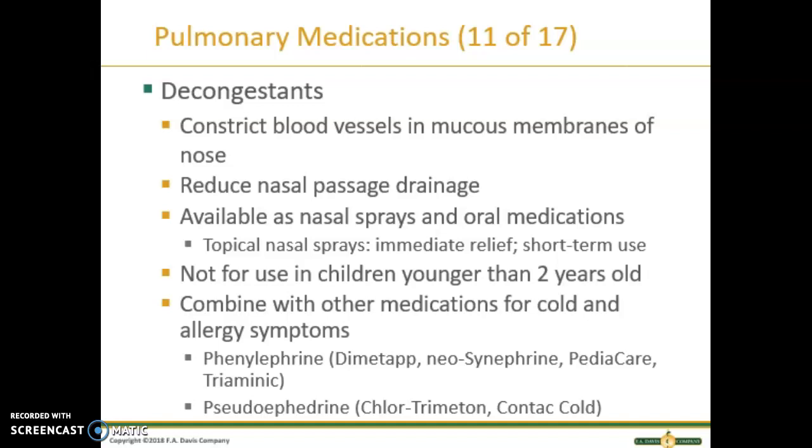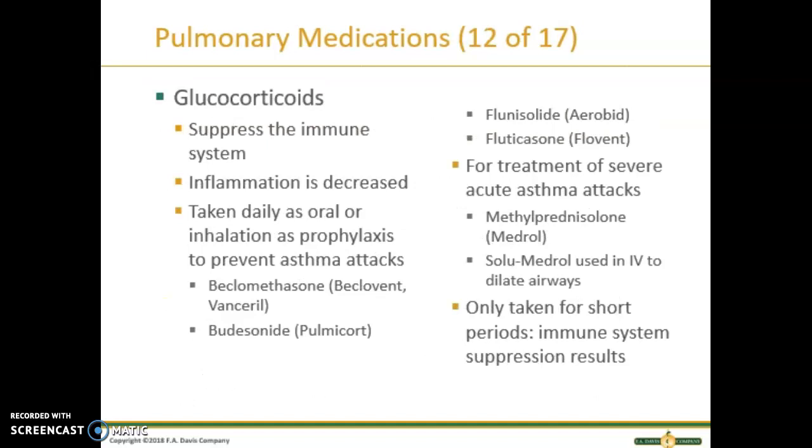It's also important to note here that decongestants are not for use in children younger than the age of 2. That brings us to glucocorticoids, and glucocorticoids suppress the immune system, and this means that the inflammation is decreased and it makes breathing easier because of this suppression. They should only be used for the short term because of the suppression of the immune system that occurs when taking them. So it's standard with the glucocorticoids to take the smallest dose for the shortest period of time possible.